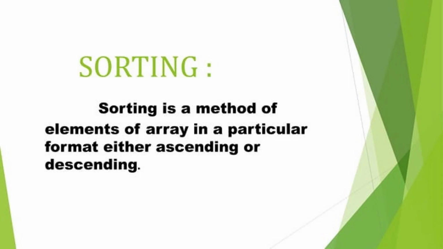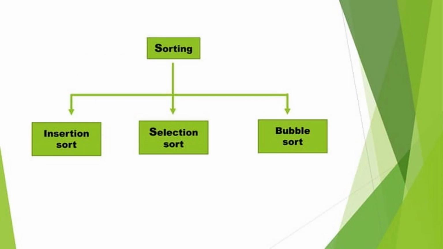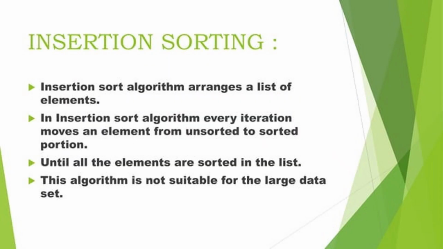Sorting is used in database management, artificial intelligence, data processing, and even real life scenarios like arranging books in a library. So, sorting is of three types: insertion sort, selection sort, and bubble sort. Now, let us see the first type of sorting, which is insertion sorting.